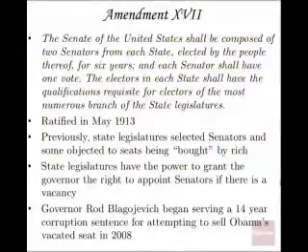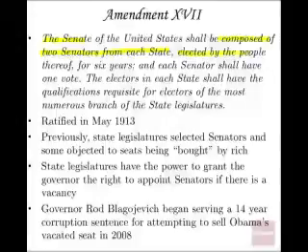Okay, Amendment 17. The Senate of the United States shall be composed of 2 senators from each state, elected by the people thereof for 6 years, and each senator shall have 1 vote. So the change being that they're elected by the people and not by the state legislatures anymore. The electors in each state shall have the qualification requisite for electors of the most numerous branch of the state legislatures. Okay, so this was ratified in May 1913.